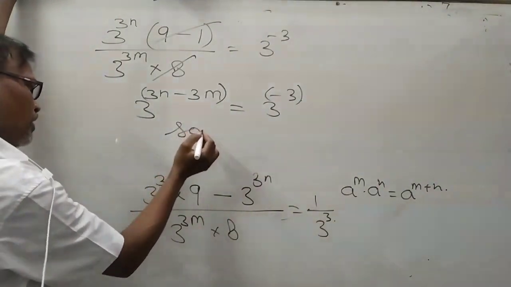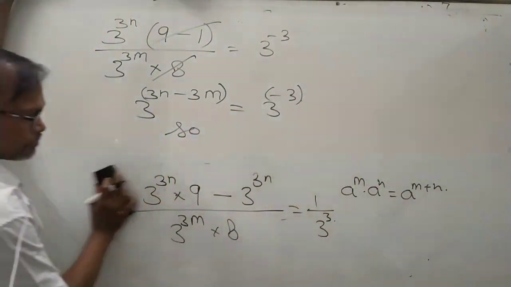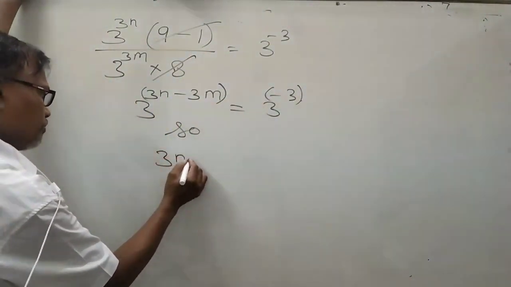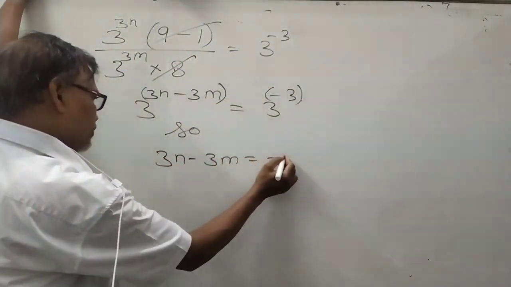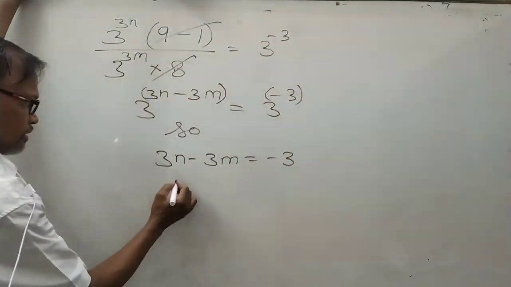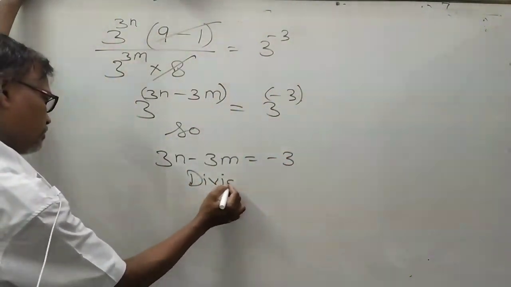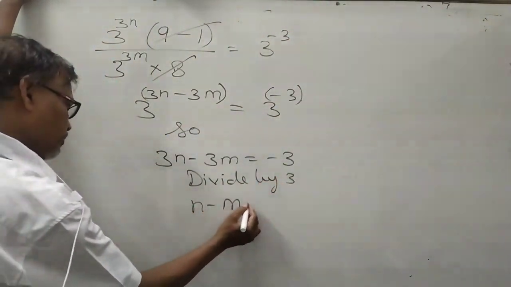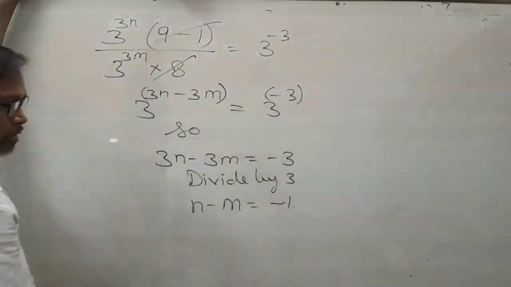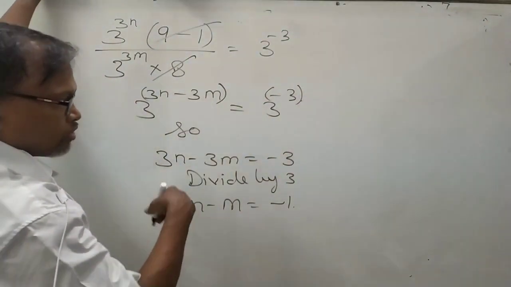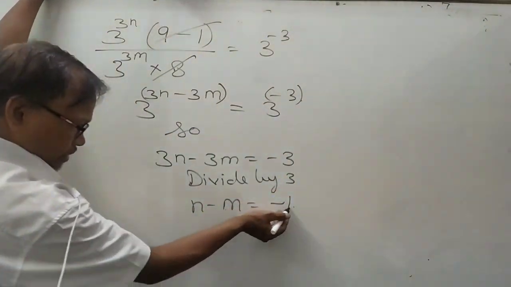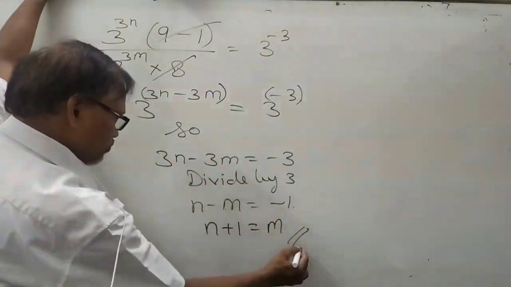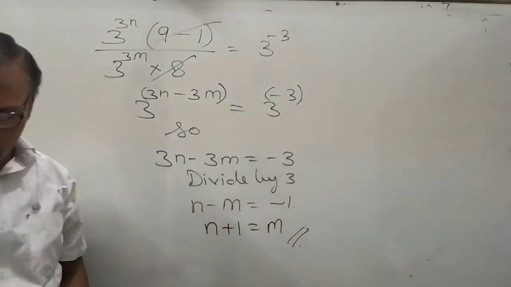So comparing, 3n minus 3m is equal to minus 3 divided by 3. So n minus m is equal to minus 1. What do you have to show? m is equal to 1 plus n, तो m को उधर ले जाए, minus 1 को इधर, तो n plus 1 is equal to m, proved. By this way you can show.